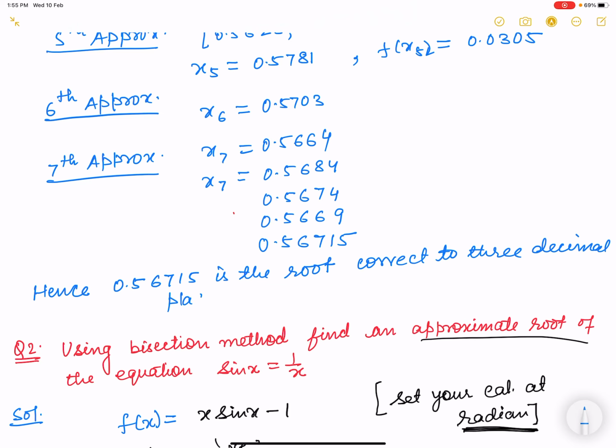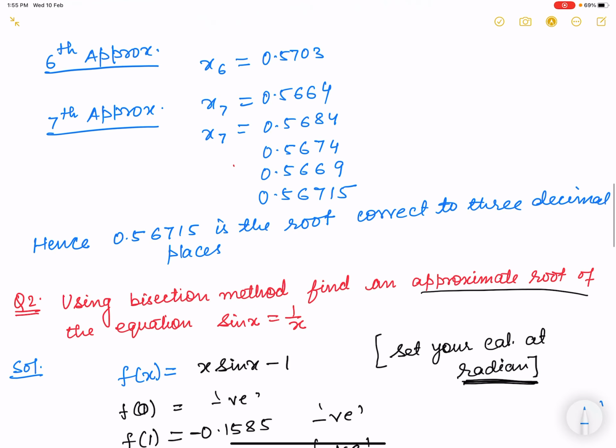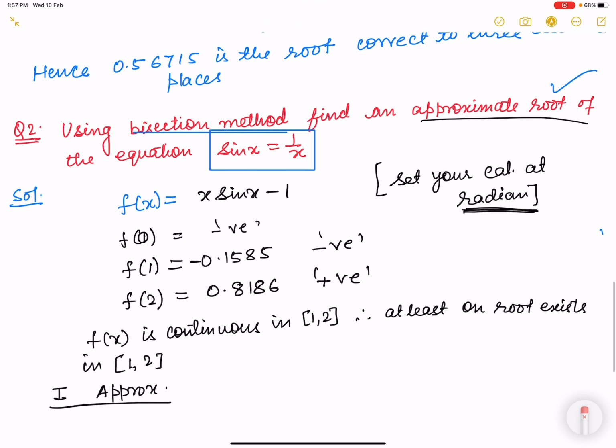Let us move to our question number 2. In this question also, we have to use the bisection method, and we have to find the root of the equation sin x is equal to 1 by x. We can write the function as x sin x minus 1.